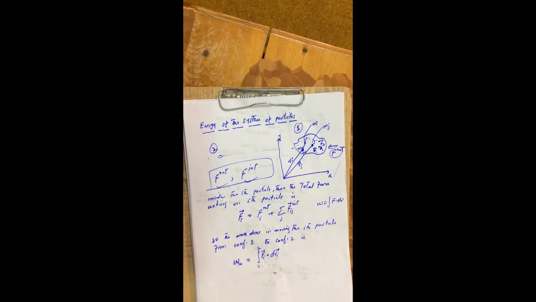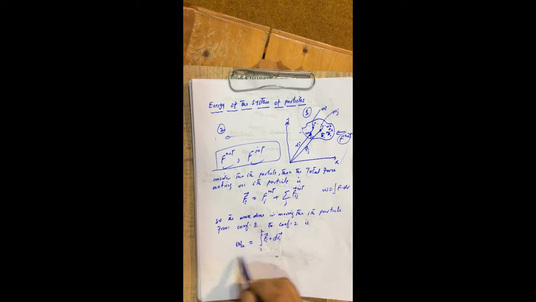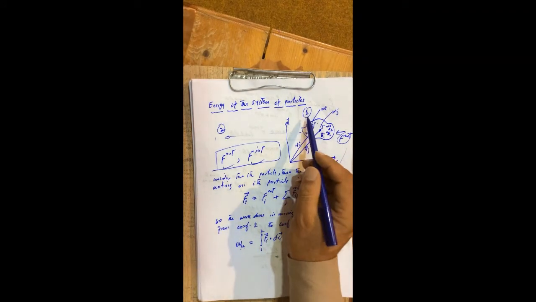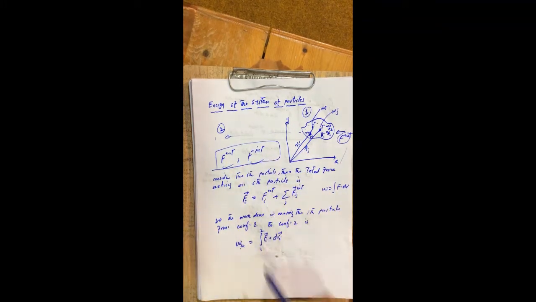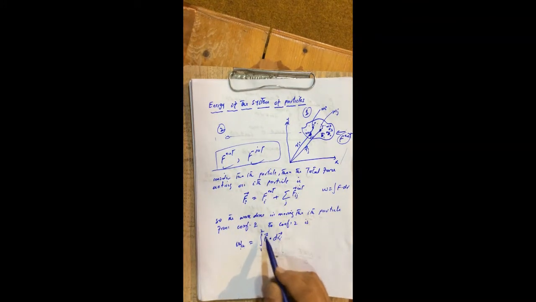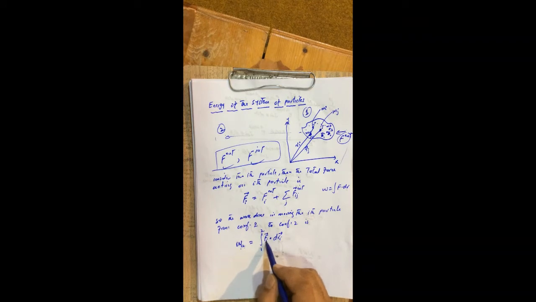This is the distance. So this is the work done in moving the ith particle from configuration 1 to 2, which is equal to the integral with limits from 1 to 2, like moving the ith particle from position 1 to position 2. By the definition of work done, it is the integral of F dot dr. So for the ith particle, we have Fi dot dri.